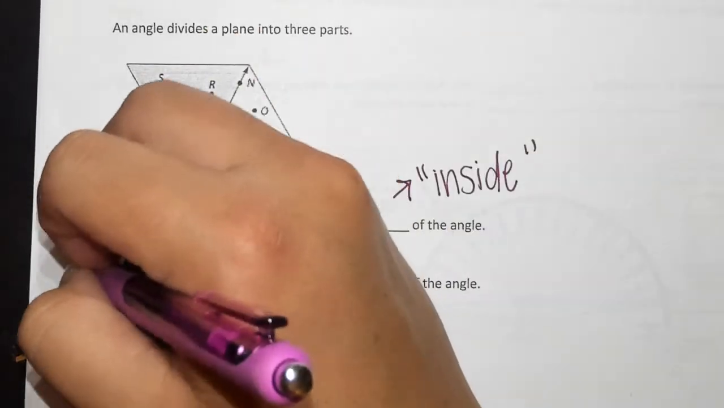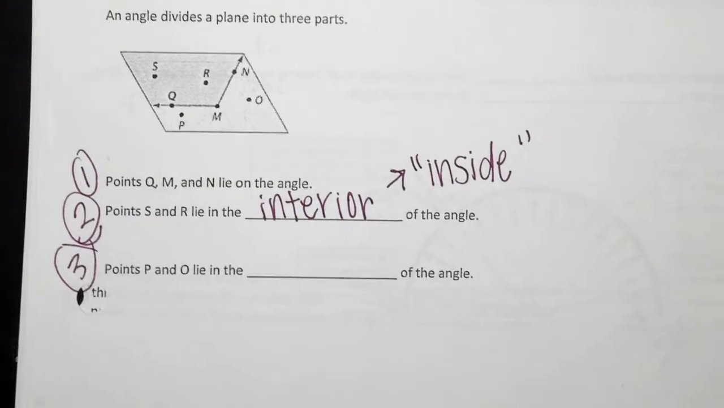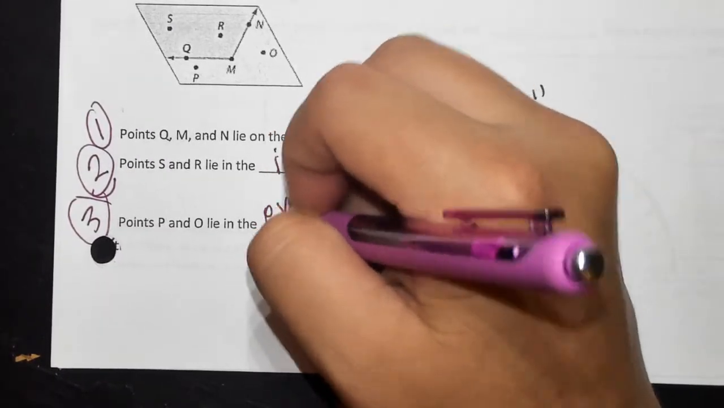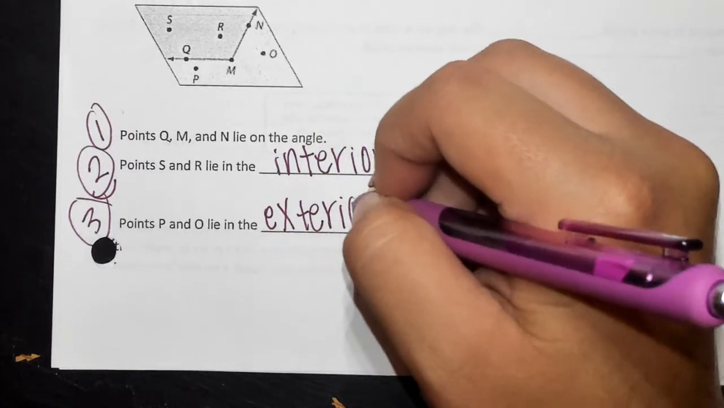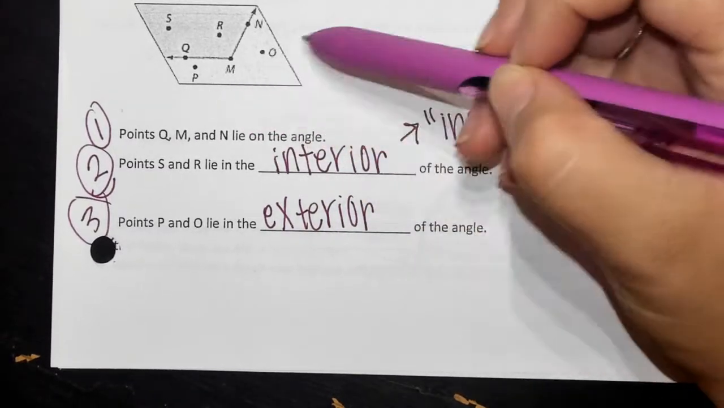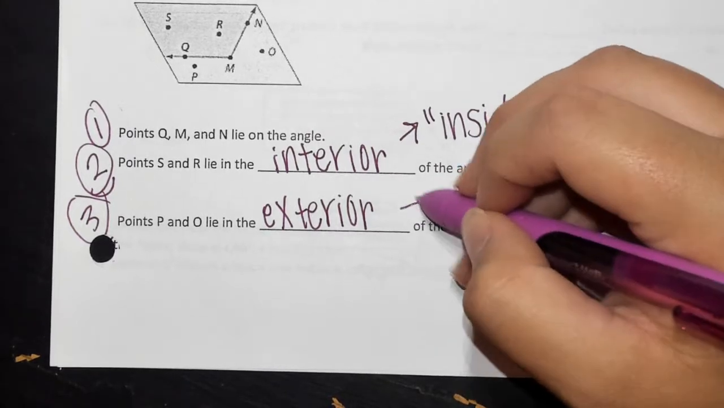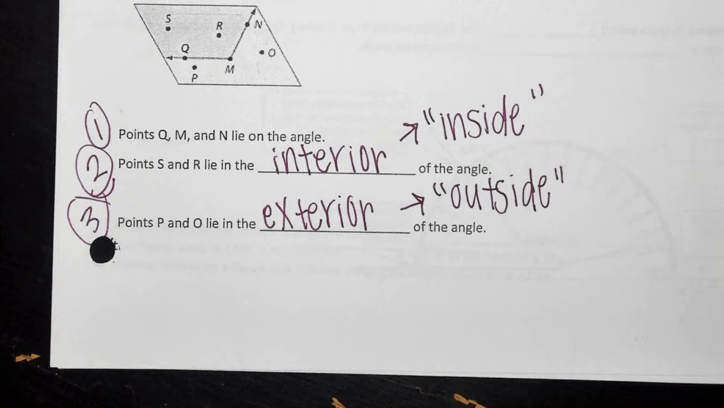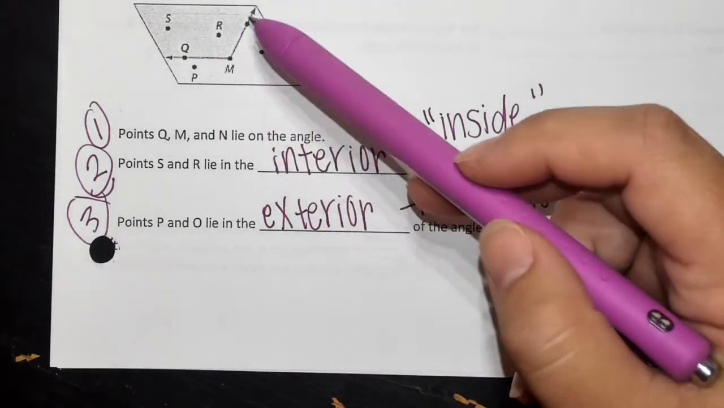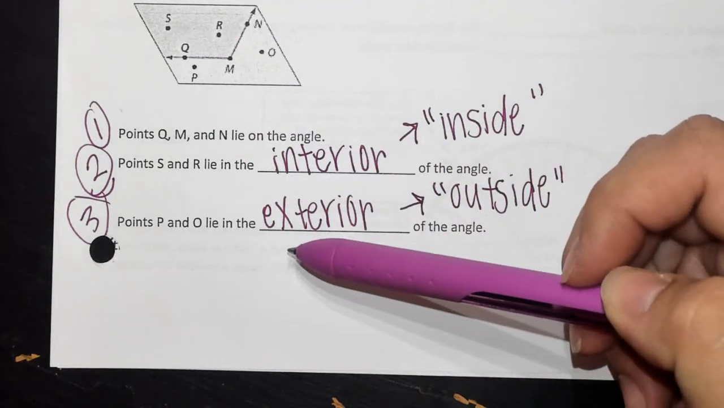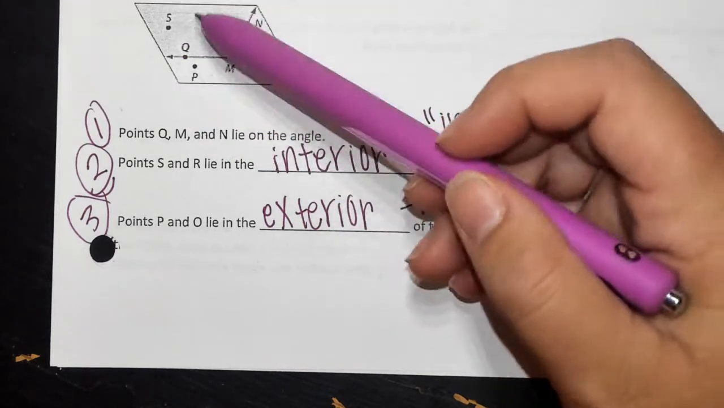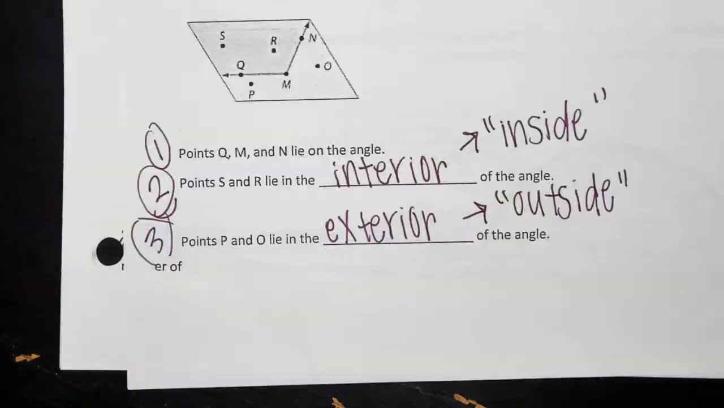Okay, the third part, anybody guess? If there's an interior, there's an exterior. So P and O lie on the outside or on the exterior of the angle. Notice I didn't name Q, M, and N as interior or exterior. They're not. They're on the angle. So if they're on the angle, I'm not going to list it as interior or exterior. Y'all good? All right, let's go.